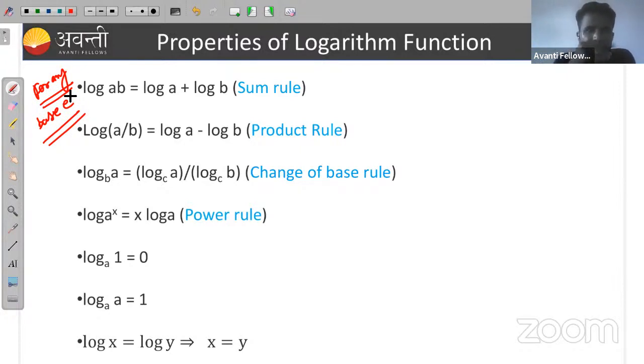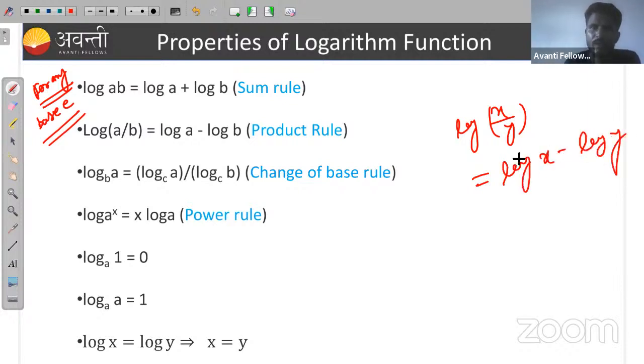Okay. Log AB, if it is a product of two things, can be split into a sum of two, that is log A plus log B. If it is log A by B, it will be log A minus log B, the quotient rule. Okay. So log A by B is equal to log A minus log B. You got it, right? So if I write log x by y, for any base we can write it as log x minus log y.